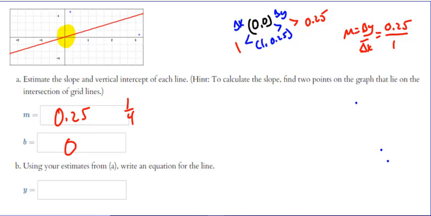So I can say, I'm just going to do 0.25x. Now, we won't have to put plus 0, okay? So we can just put it as 0.25, the m, and the x, and the b is 0. If you add 0 on there, it doesn't change anything. So, that's what you need to do.